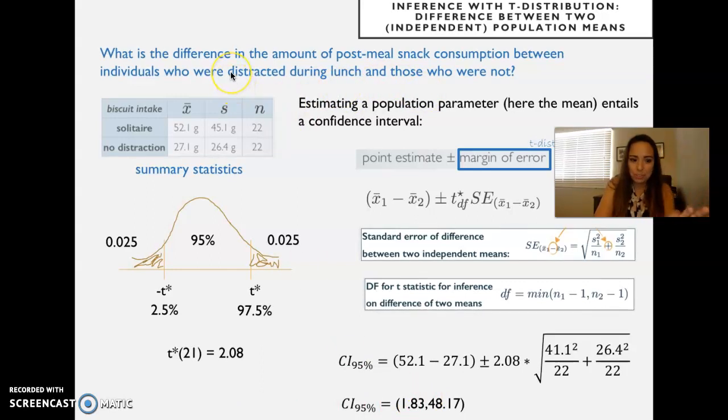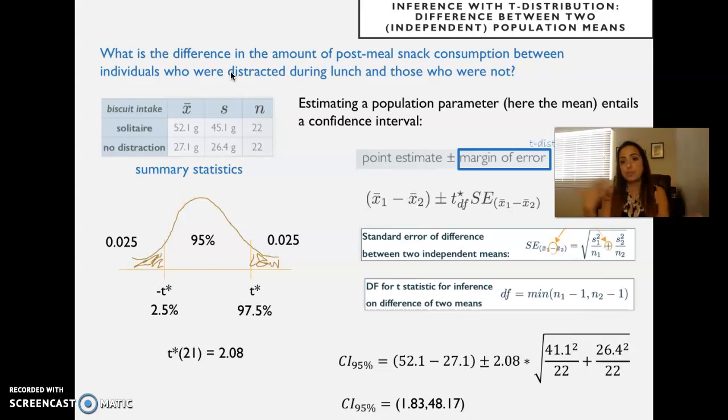to answer this question first, I'm jumping ahead to hypothesis testing. Let's answer this question first. What is the difference in the amount of post-snack consumption? The difference is somewhere between 1.83 and 48.17 with 95% confidence. It's not a very satisfying answer again because it's not a very precise estimate.